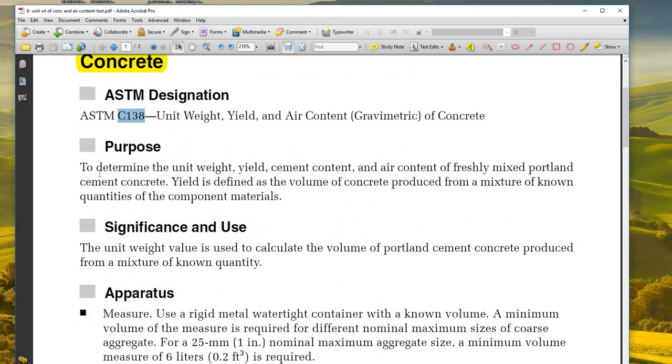The purpose of this experiment is to determine the unit weight, number 1, the yield, number 2, the cement content, number 3, and the air content of freshly mixed Portland cement concrete, number 4. So we have 4 different things. Yield is defined as the volume of concrete produced from a mixture of known quantities of the components. So this is the definition of the yield.